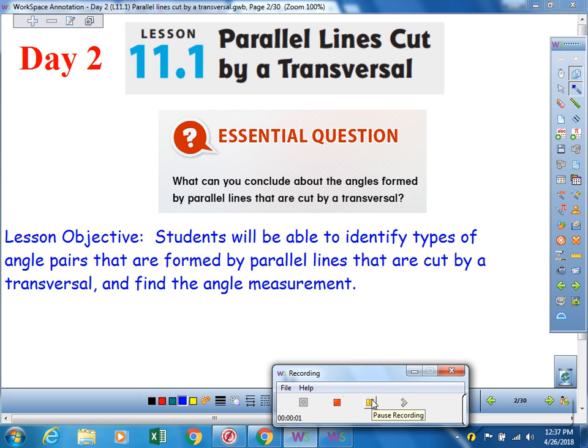We're going to move out of triangles and into parallel lines cut by a transversal. So our objective is to identify types of angle pairs when the angle is formed by parallel lines cut by the transversal. And I'll explain what a transversal is in just a minute. Parallel lines, I think you know what parallel lines are. And then we're also going to find the angle measure.